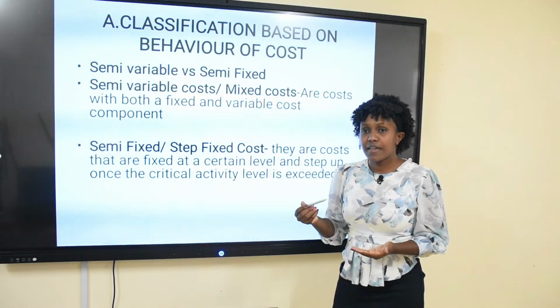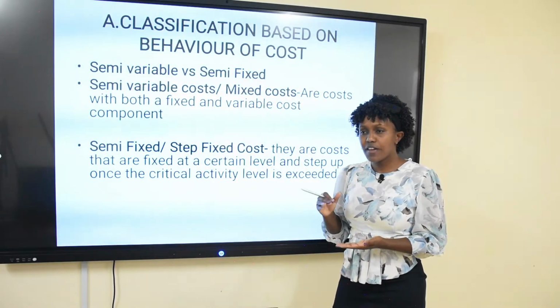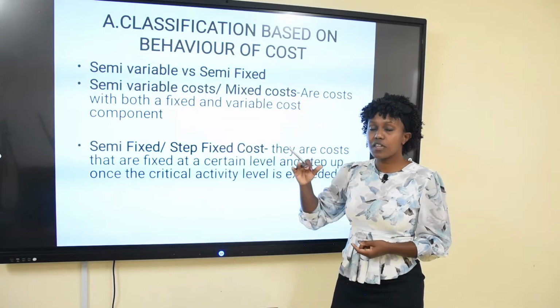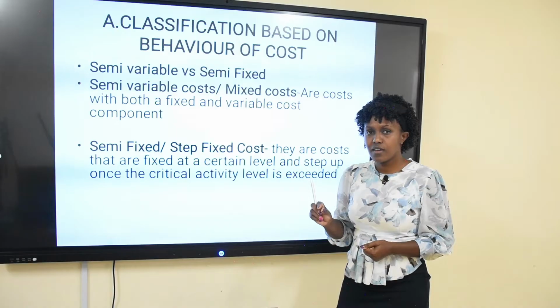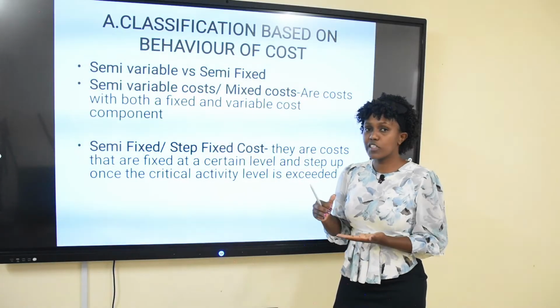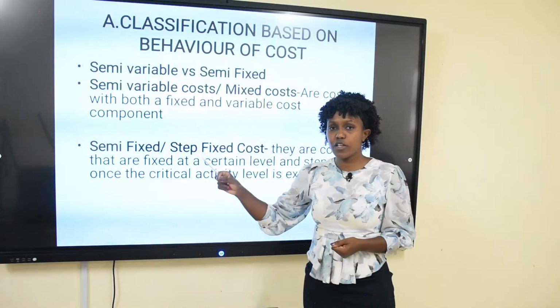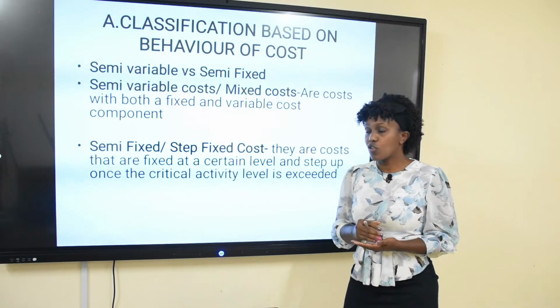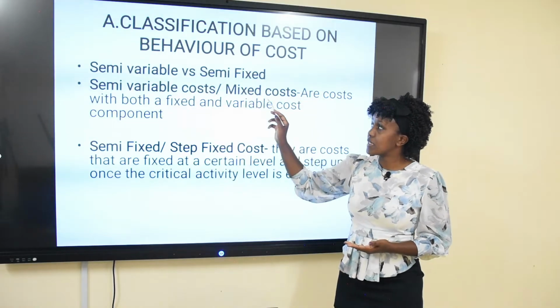For example, the electricity bill would have a constant charge, while the other charge is based on the number of units consumed. The constant fee on the bill is what we call the fixed cost. The cost that relates to the number of units that were used is what we call the variable cost. So that is a form of a mixed cost.